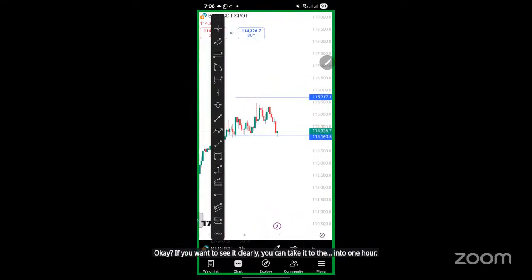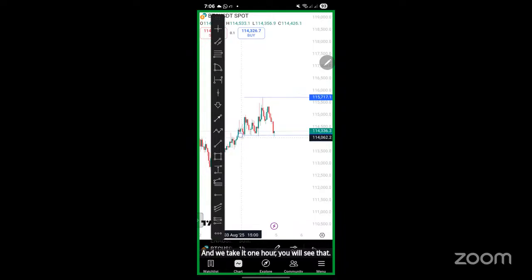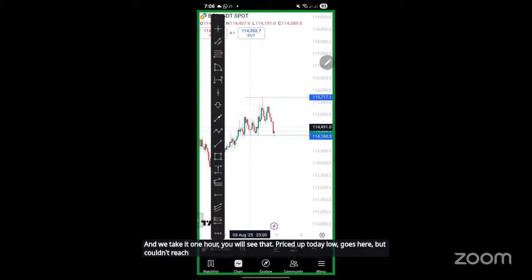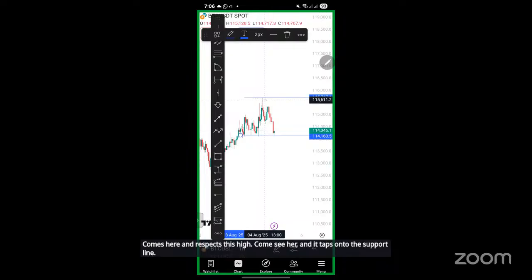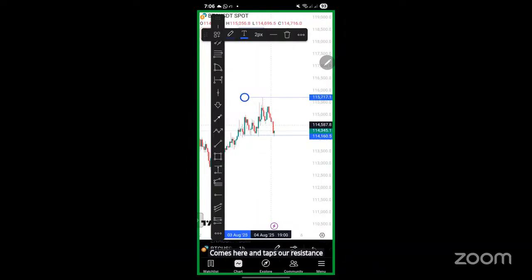When we take it to 1 hour, you will see that price tapped the low, goes here, but couldn't reach this point, comes back here, taps the low, comes here and respects this high, comes here and taps onto the support line, comes here and taps our resistance line, then comes here and taps on the support line. So price is on the support line.